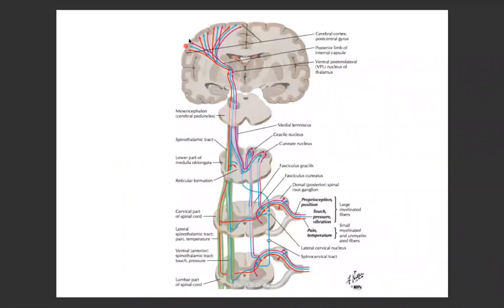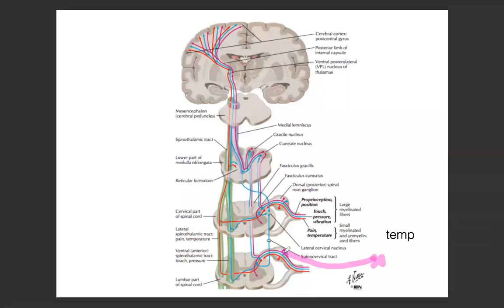Now let's try and draw it again as well to see what it looks like. So we're going to start from this side, and someone, for example, touches something cold on this side. So temperature is going to be taken by spinothalamic, right? So the spinothalamic tract is going to take it.